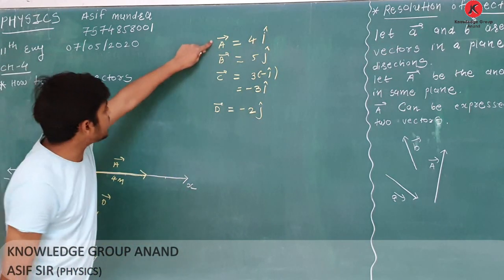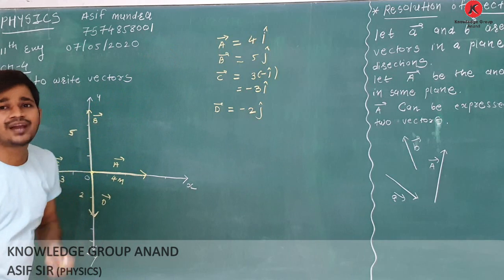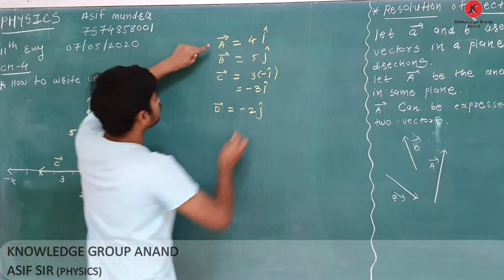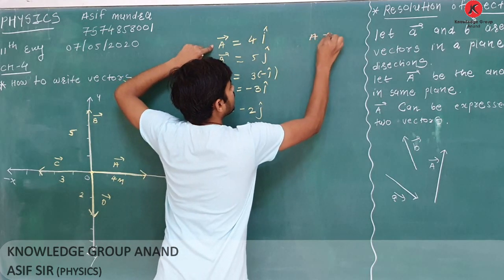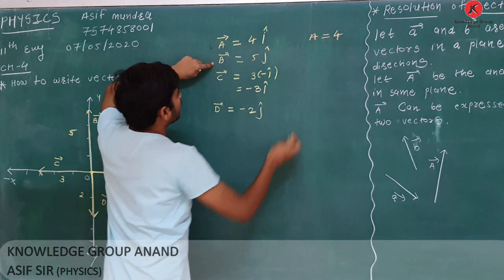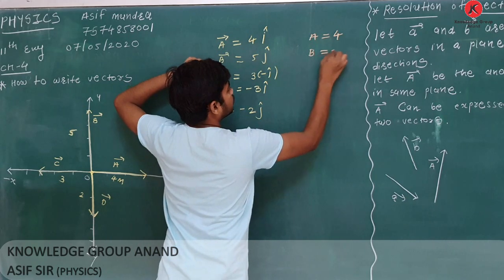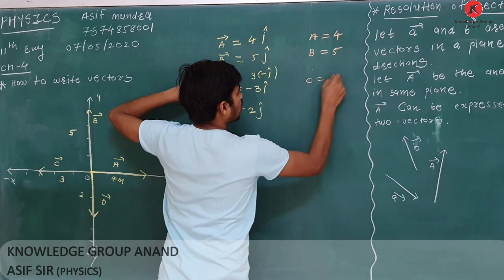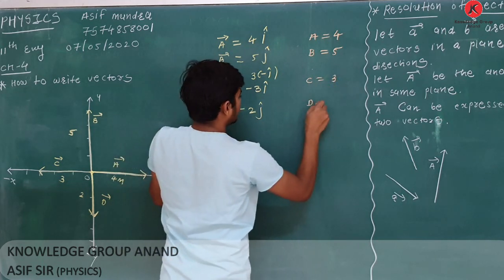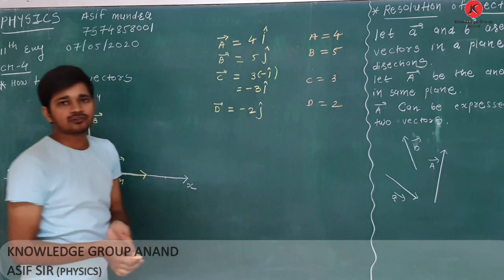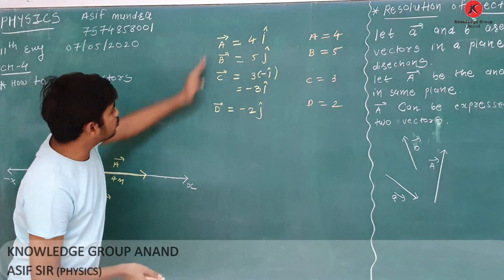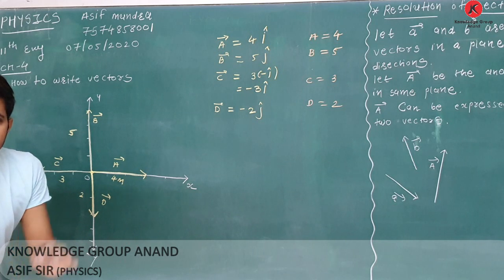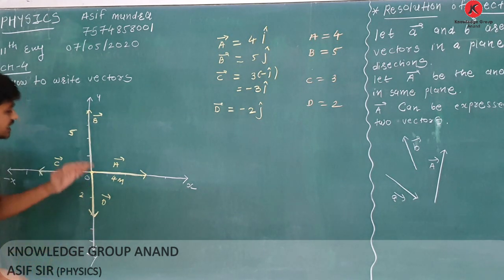So see, A, B, C, D, these 4 are vectors. But if I want to write only their magnitudes, then how to write? What is the magnitude of A? It is 4. What is the magnitude of B? It is 5. What is the magnitude of C? It is 3. What is the magnitude of D? It is 2. So be clear about how to write a vector and how to write its magnitude. Any problem? Now see, it is easy.